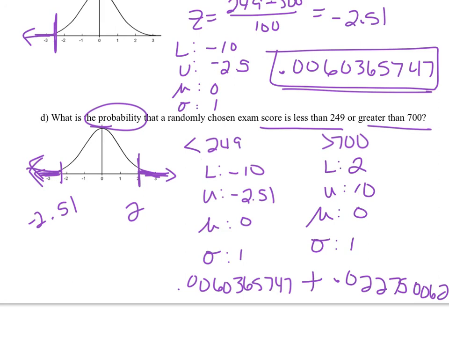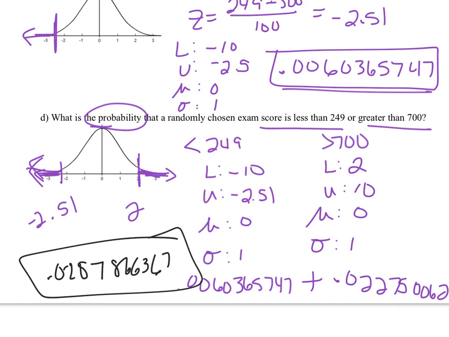We add these two together, and we get the total number of people, which is, I'll put it in a different color, 0.028786636 something, 7 maybe, as our area under the curve. So both this one and this one added together, we get about 0.03 approximately. So the probability that you get a score that's really, really high or really, really low is only about 3%.